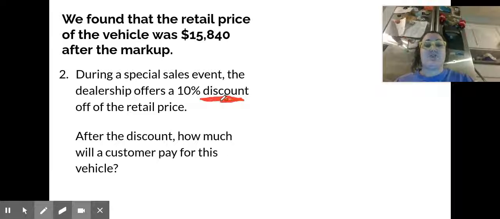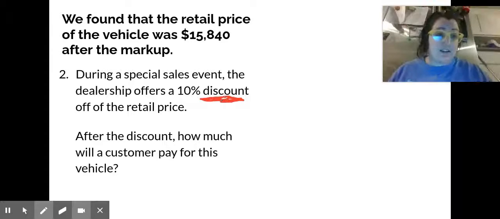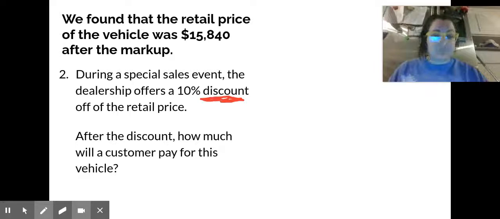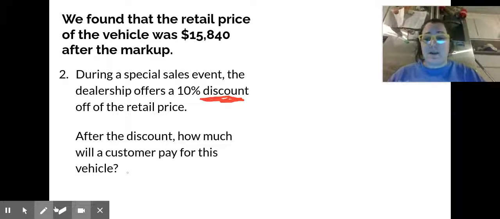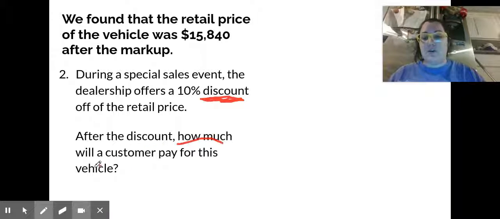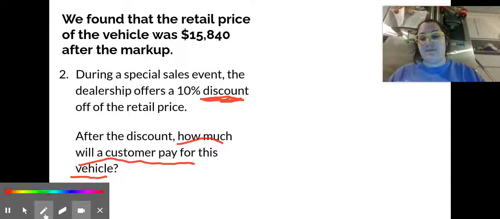The word discount, you probably see it quite a bit, especially with Black Friday being here so recently. Okay, so we want to know how much will they pay for the vehicle after this discount. I don't want to know how much the discount is. I want to know how much will they pay for the vehicle afterwards. Okay, so let's go ahead and solve it.